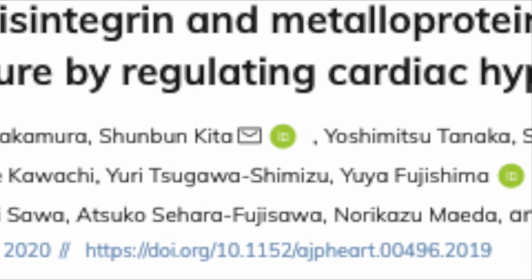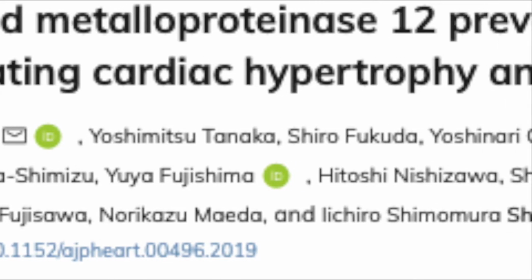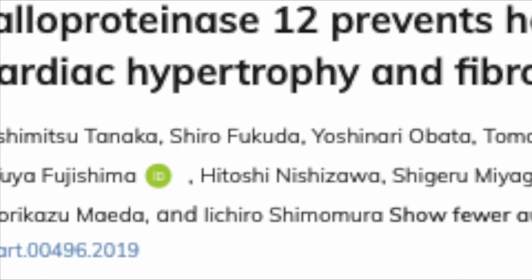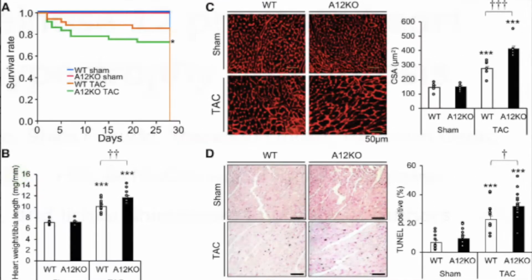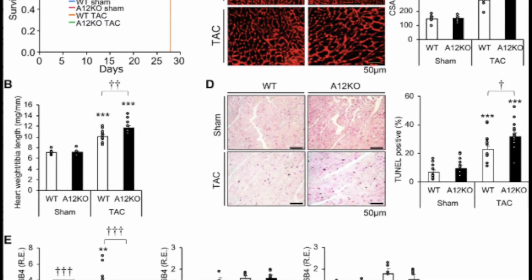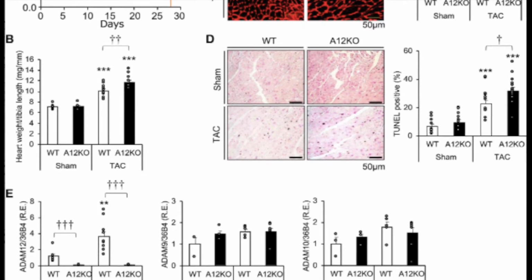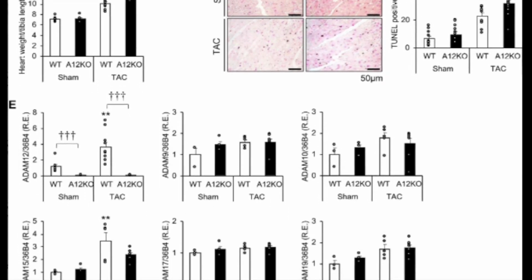Nakamura et al. show that ADAM12 knockout mice exhibit significantly more advanced cardiac hypertrophy and higher mortality rates than wild-type mice 4 weeks after TAC surgery. ADAM12 deficiency resulted in significantly more expanded cardiac fibrosis accompanied by increased collagen-related gene expression in failing hearts.